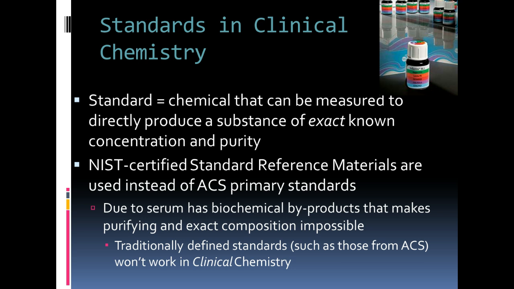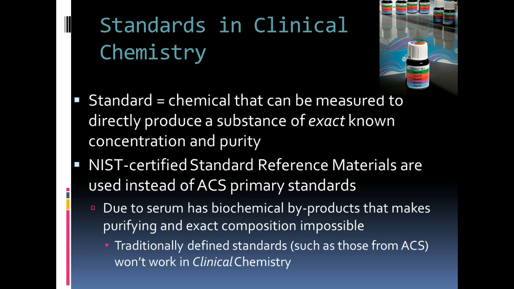Then we have standards. We need to make sure that our clinical chemistry analyzers are working appropriately. So we use something called a standard that we purchase from a manufacturer, and we know that this chemical is measured to produce an exact known concentration and purity. They are NIST certified, which is a standard reference material, and it is proven that if they're certified by NIST that we can know with complete certainty that it has that exact amount in it.